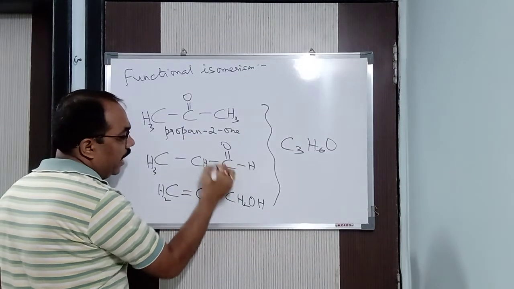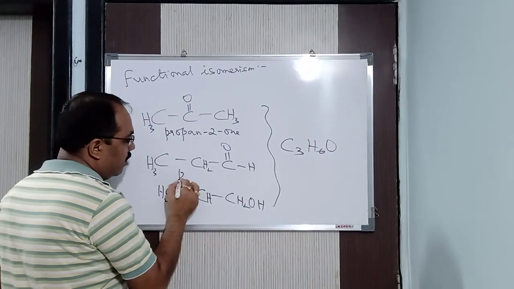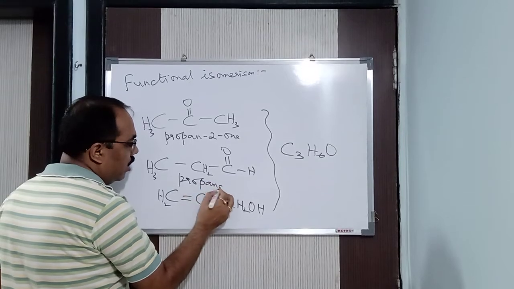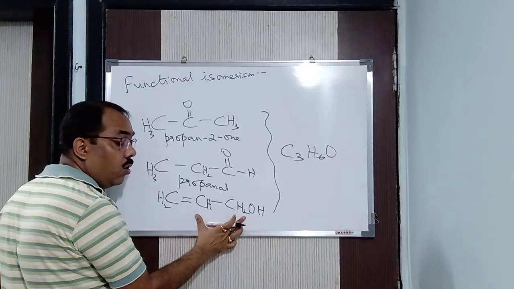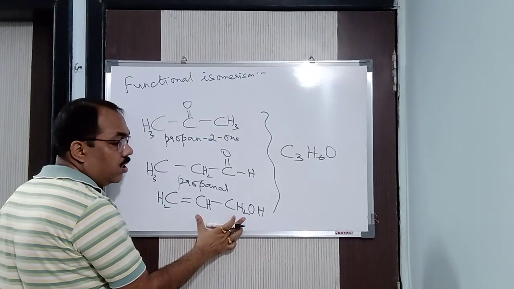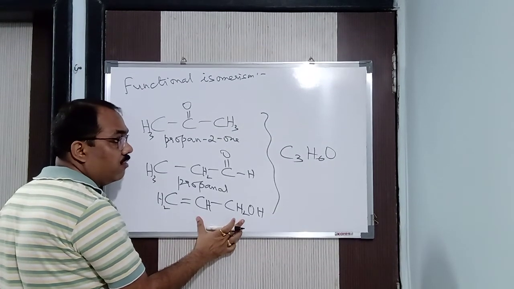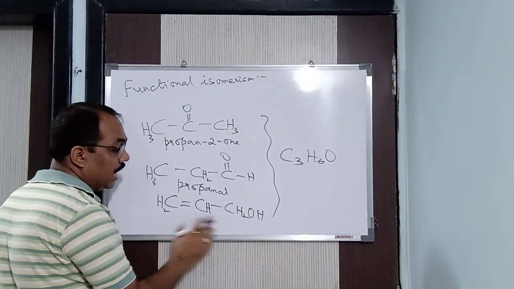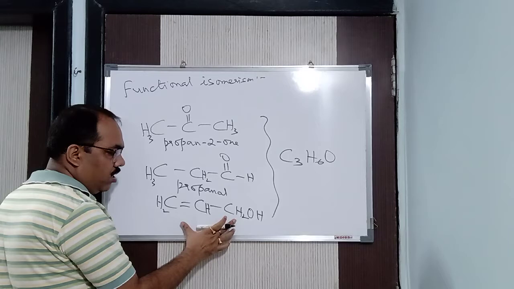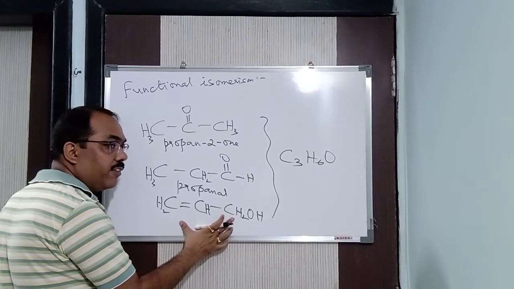Now here it is an aldehyde, so it is propanal. And here it is an unsaturated alcohol, because alcohols are generally saturated. The general formula of alcohol is ROH, where R means alkyl group. Here it is not alkyl, it is allyl, because from propene I have removed one hydrogen.